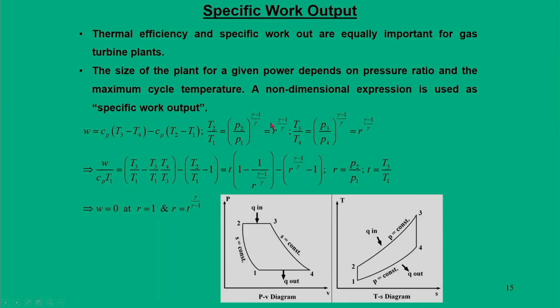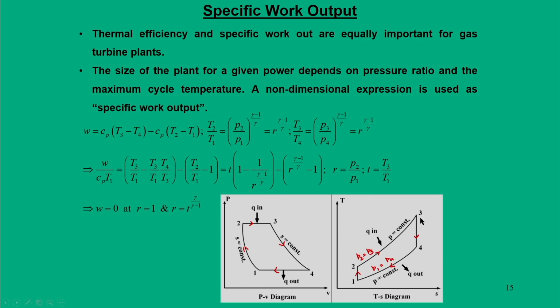Moving further, apart from the efficiency, another important aspect of a gas turbine engine is the work output, and here we will analyze a very important factor, the specific work output. If you look at this cycle in the PV and TS diagram, the cycle is represented as 1, 2, 3, 4, and the directions of the arrows are given in this fashion. Here P2 is equal to P3, that is pressure is constant, and P1 is equal to P4.